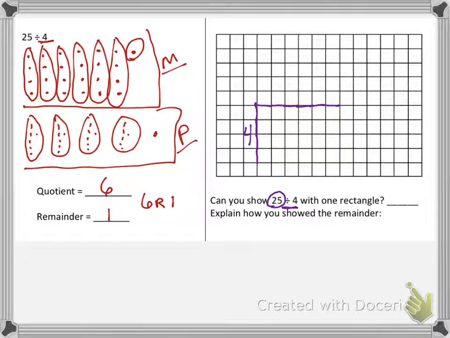But we can't add another 4. This is basically what our rectangle is going to look like, but it needs an extra box here because that represents we have 1 left over. Because 4 times 6 is 24, but we've got 1 left over, which makes it 25. 25 divided by 4 is 6 with a remainder of 1. So it's 6, remainder 1.